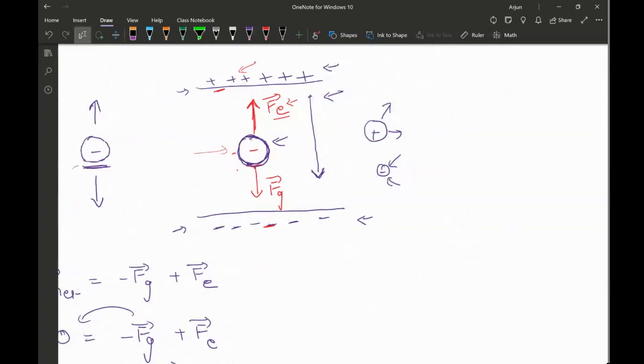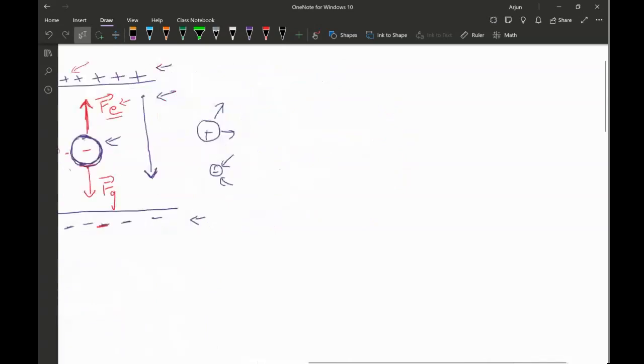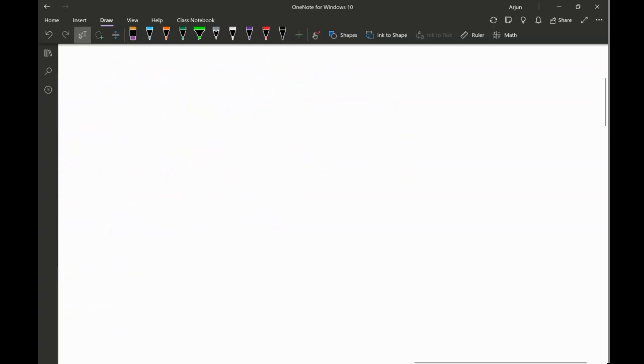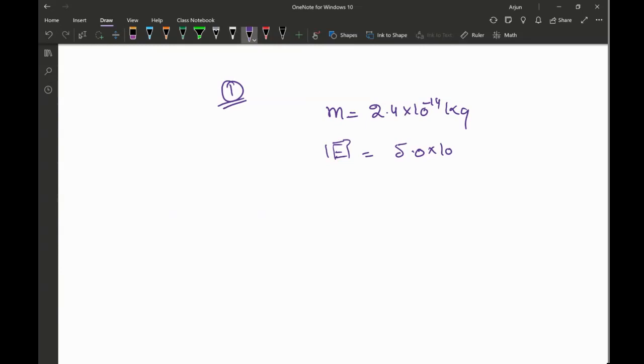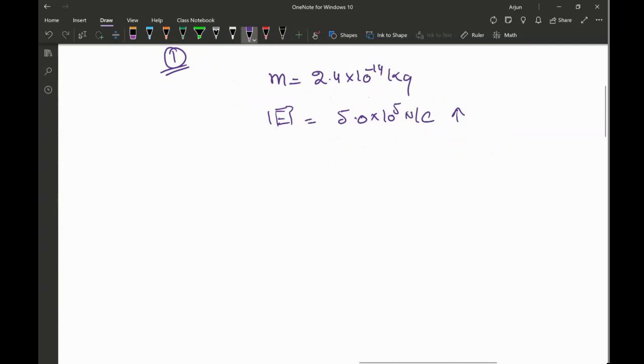Now I'm going to take another example similar to this one, so that you can be more confident while solving these questions. I'm going to take practice problem 1 on the same page, page 763. In that question, we are given that the mass of the oil droplet is 2.4 times 10 raised to the power negative 14 kg, and it is suspended by an electric field of 5.0 times 10 raised to the power 5 newton per coulomb in the upward direction. I want to find whether the sphere has lost or gained electrons.